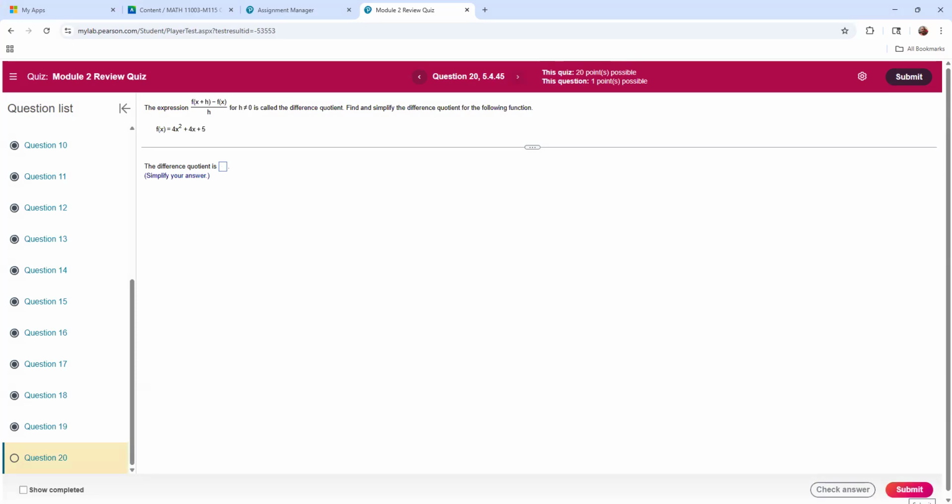So 20, let me get that f of x. This was f of x equals 4x squared plus 4x plus 5. All right, they're still giving you the formula, f of x plus h minus f of x all over h. So this will be a little different because we got that x squared in it, okay? So let's go plug that in.